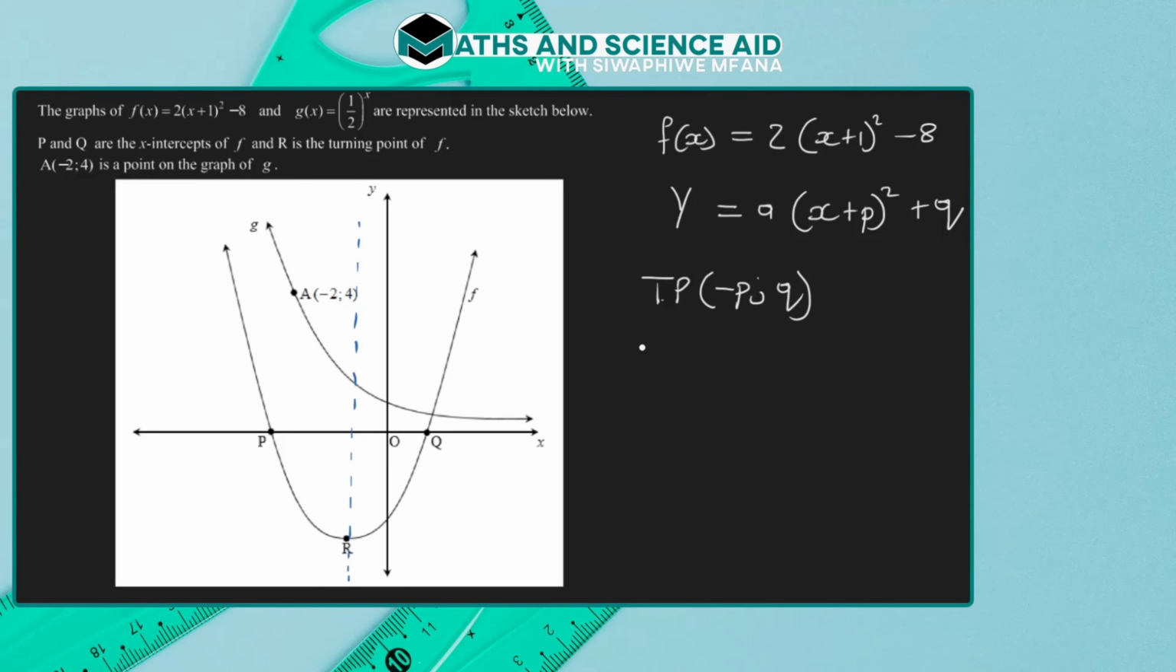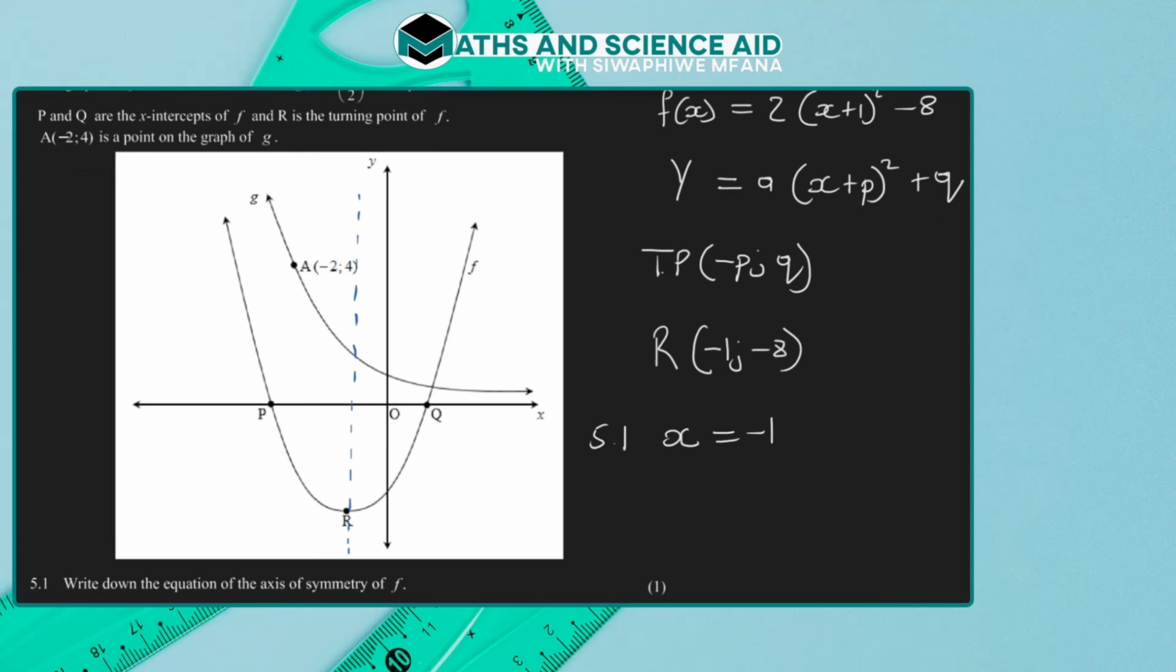we can immediately see that the turning point of f, that is the coordinates of R, are going to be given by -1, because for f the value of p is +1. Therefore the x value of the turning point will be -1, and the value of q is -8. So these are the coordinates of the turning point R, and the x value of the turning point gives us the equation for the axis of symmetry. So x is equal to -1.